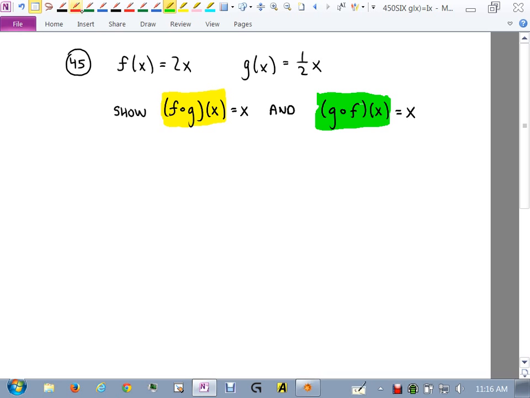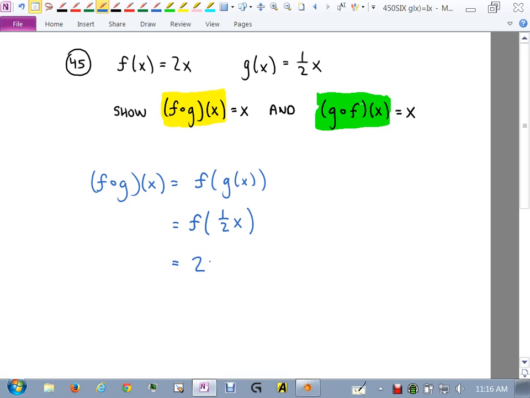So let's do it. Start with f of g of x. By the definition, this meant f, and inside goes g. And then that means f, replace g with 1/2 x, because that's what it is. And then you're going to plug that in to f. So what do I get when I plug that into f?